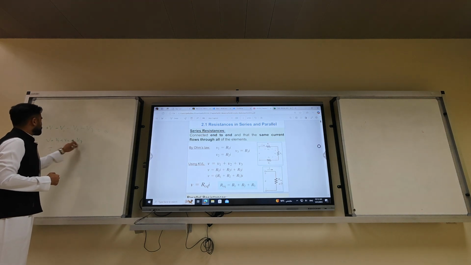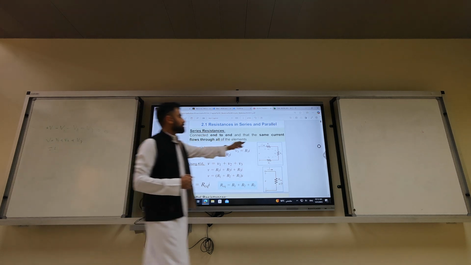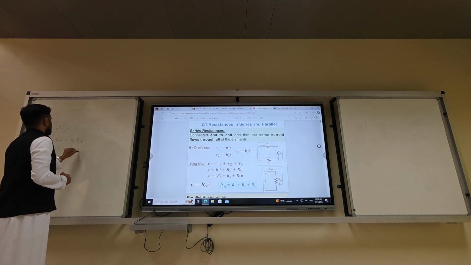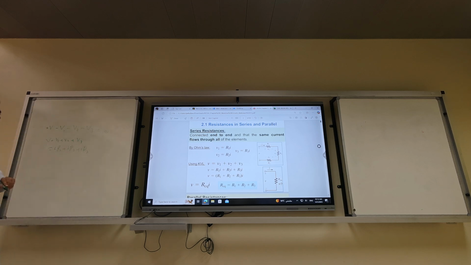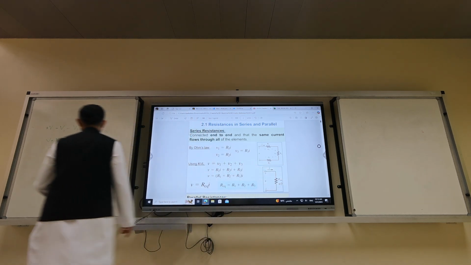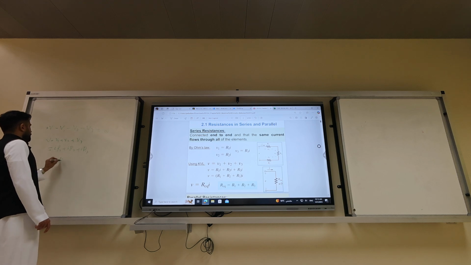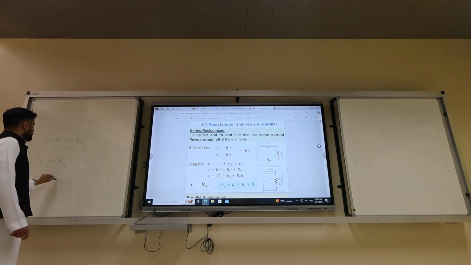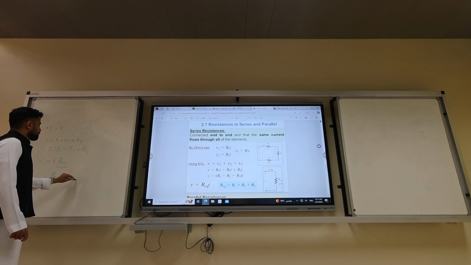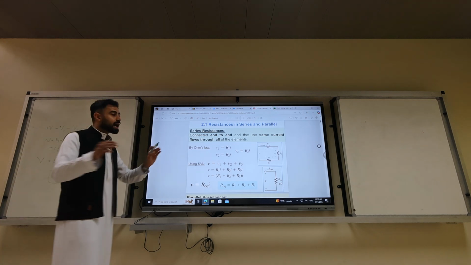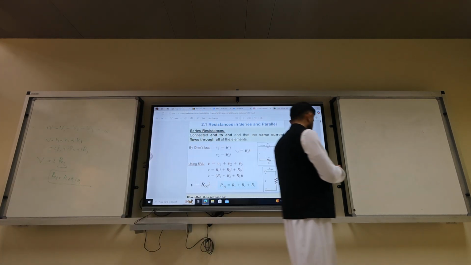Each one of V1, V2, V3 is actually I times R. We call the current I here. So I times R1 plus I R2 plus I R3, right? Now I can replace all three elements by a single R equivalent, so I R equivalent equals V. This implies R equivalent is nothing but R1 plus R2 plus R3. Now this formula is applicable to 4, 5, 10 elements, as long as those elements are in series.